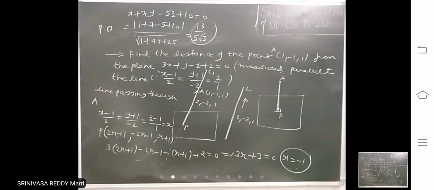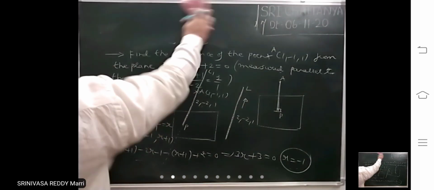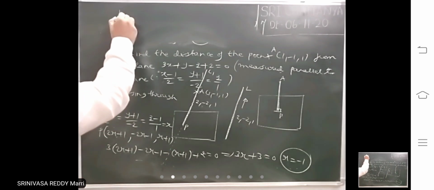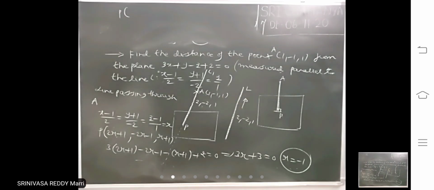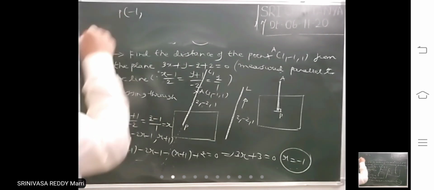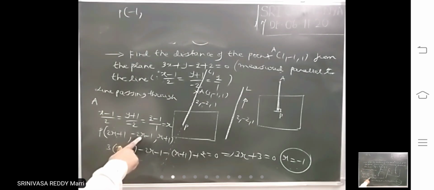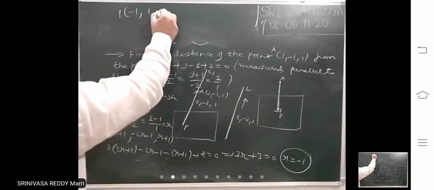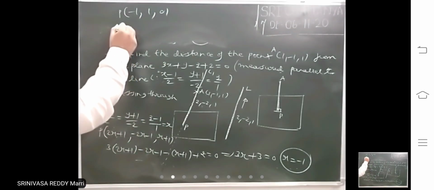So R equal to minus 1 means, let us find the point. So let us find the point P. Therefore P is nothing but if we substitute minus 1 here, so minus 2 plus 1 minus 1. You substitute minus 1 here: 1, 0. Therefore what you want is the distance?